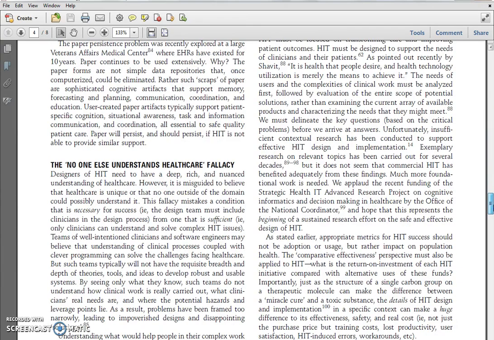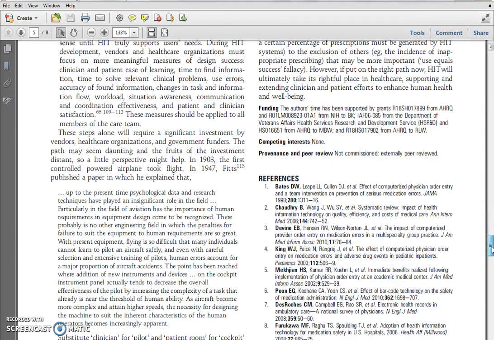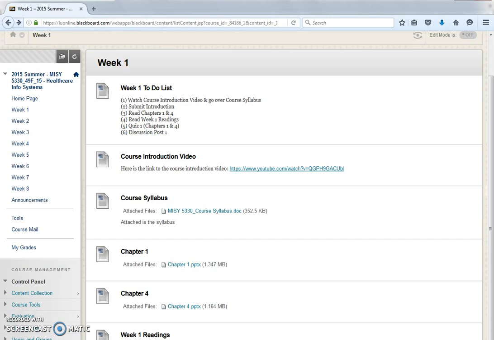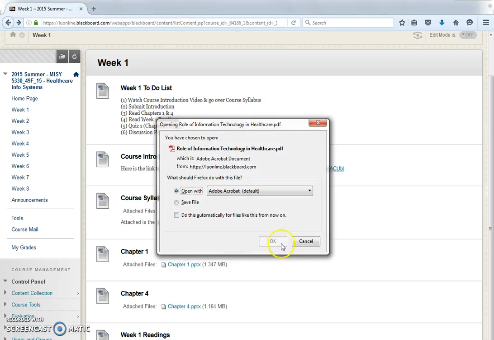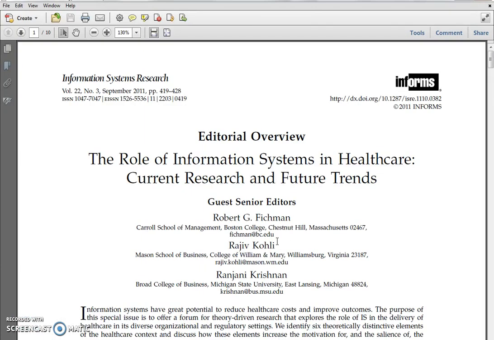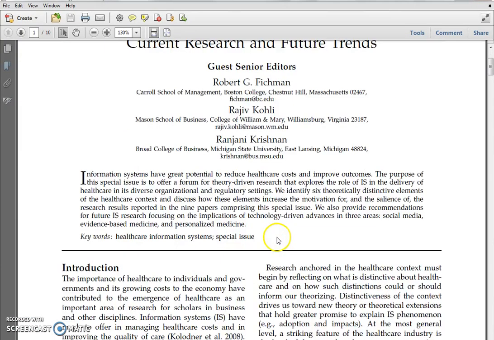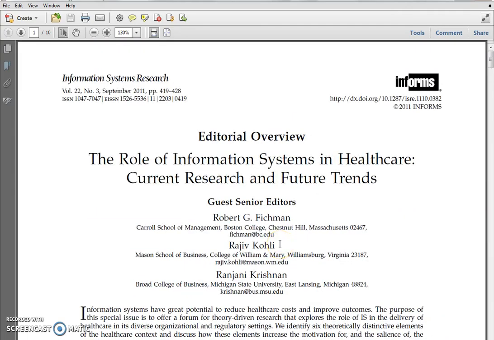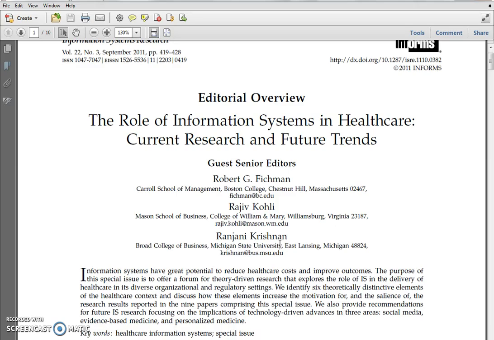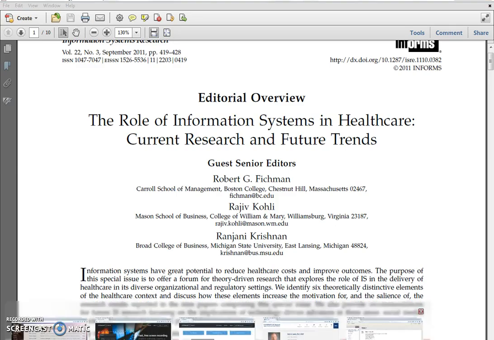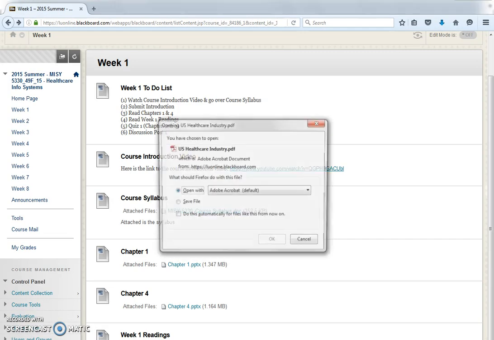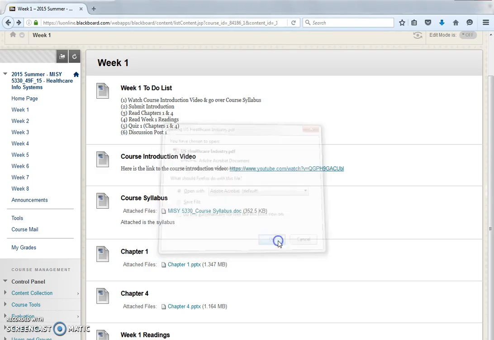Everything is not good, everything is not bad. There's a mix. It depends on how one utilizes it, and on the stakeholder. Then the next reading would be Role of Healthcare Information Technology in Information Systems. It's again a fairly recent 2011 article, so you might just want to read over it. Then the next article is U.S. Healthcare Industry. This is more like a report.